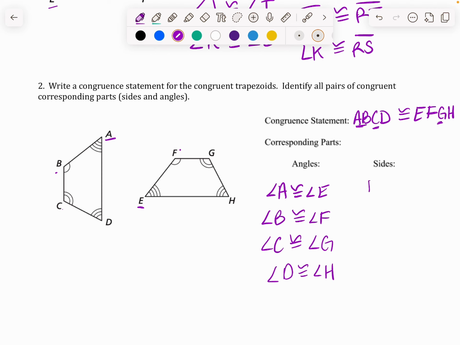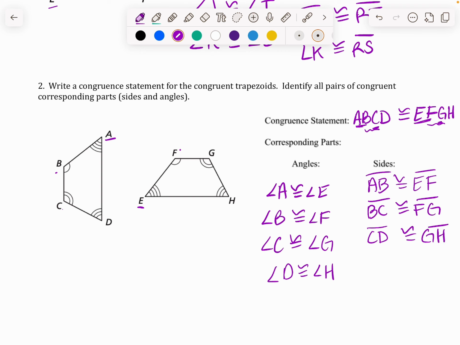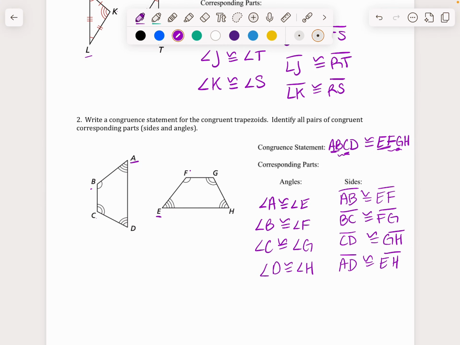So you could do A, B would be congruent to E and F. And you could do the middle 2 letters. So B and C is congruent to F and G, the middle 2 over here. The last 2, so C and D, congruent to G and H. And then the first and last, so A and D congruent to E and H. So very similar to the triangle, you just don't need the symbol in front if it's 4 sides or more.